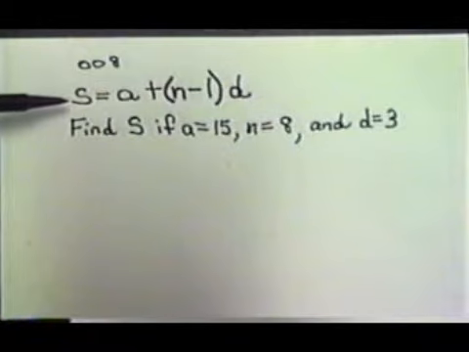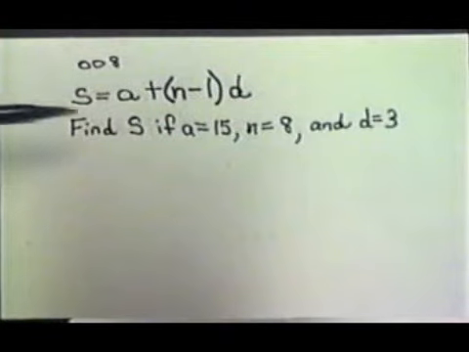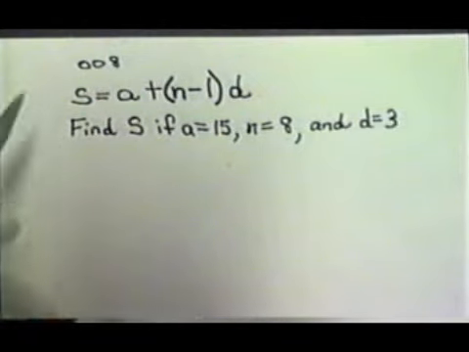This next formula that we're going to look at is another mathematical formula. It's a formula that's also used in algebra. It's S equals A plus the expression n minus 1, and then times D. And we're to find S if we know what A, N, and D are. So the first thing we want to do is go through and fill the numbers in place of all the letters.